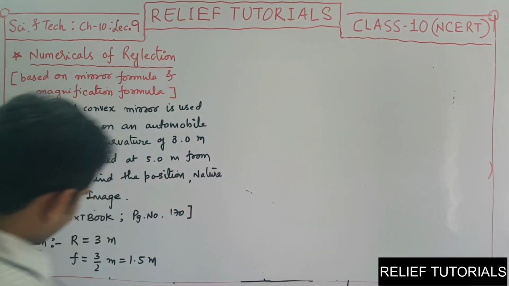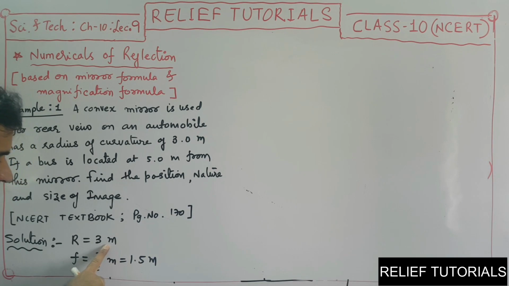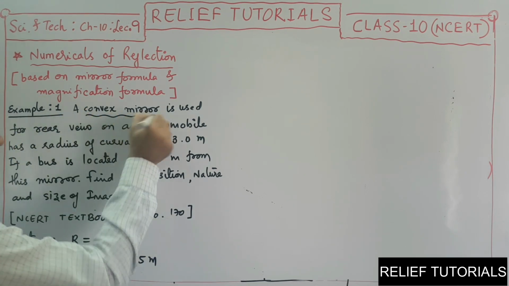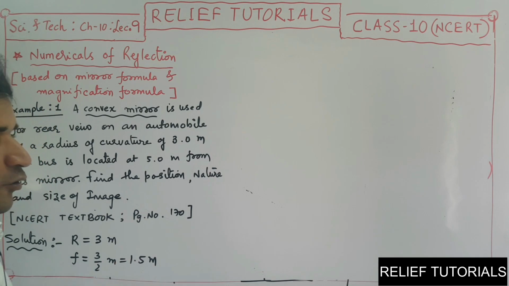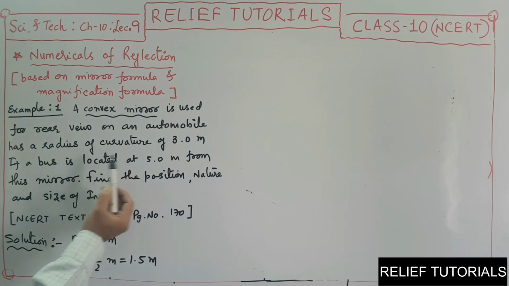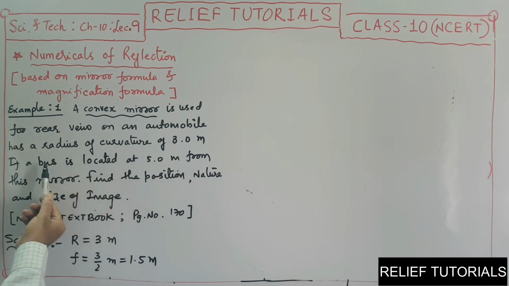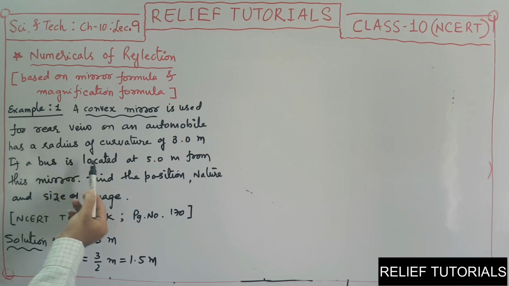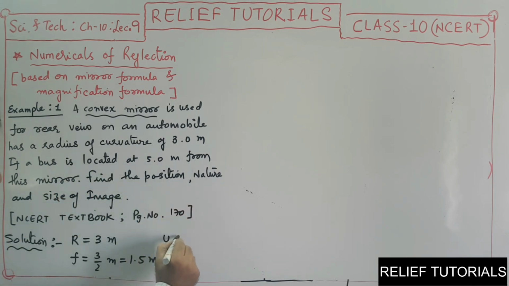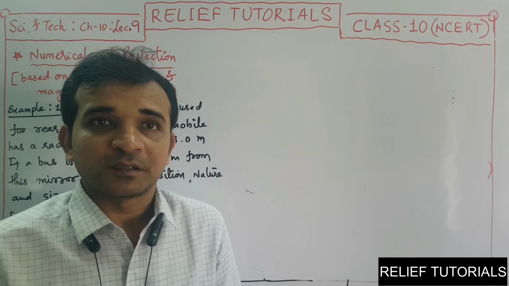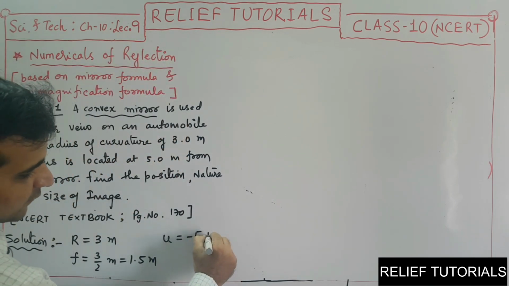Like here, if you see, the radius of curvature is 3. Because here we have a convex mirror, while reading the question you mark one thing, which type of mirror you have been given. Convex mirror it is. So in the convex mirror, the radius of curvature is 3 meter, positive. So f is also positive, 3 by 2 is 1.5. But if a bus is located, so here the bus is the object. Here the bus is located at 5 meter. The object distance u is given as 5 meter. So that is always negative. Object distance will always be negative in both the mirrors. So u is minus 5.